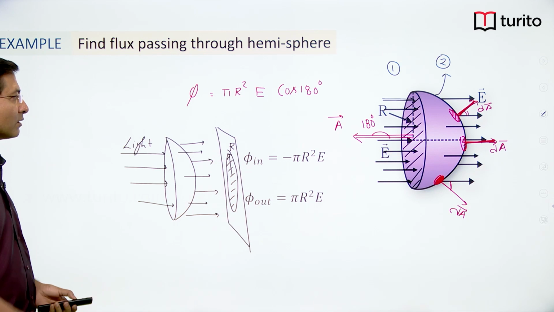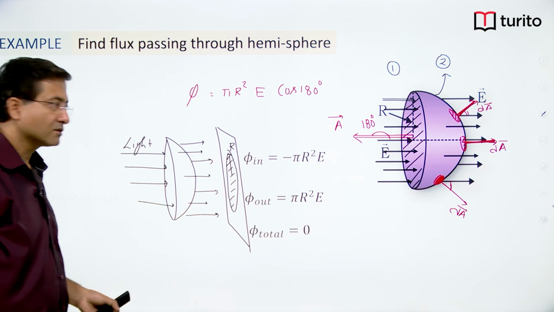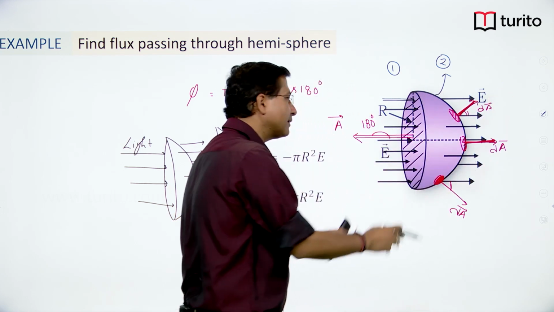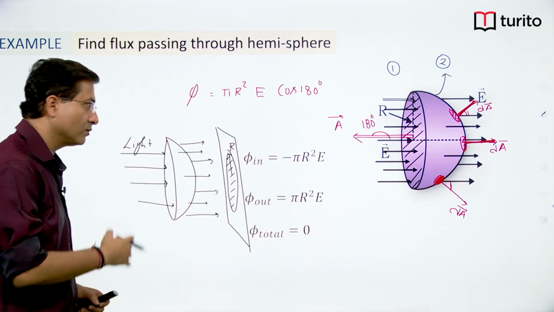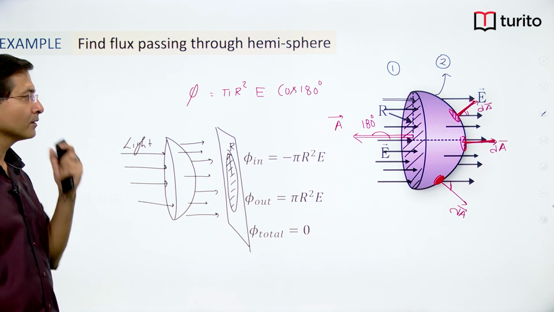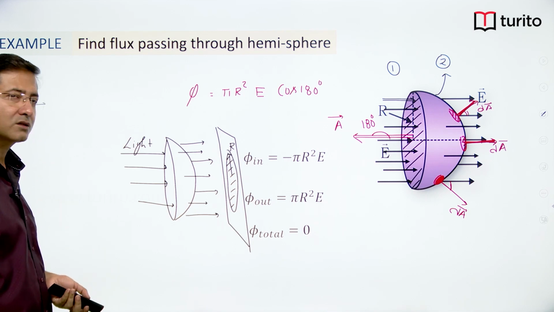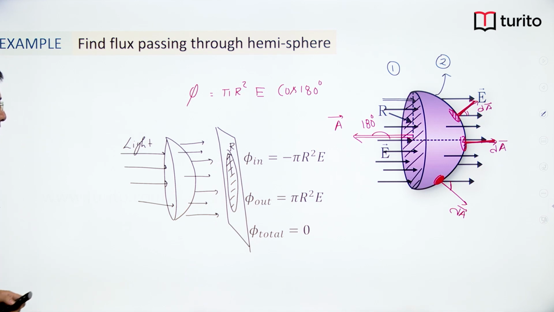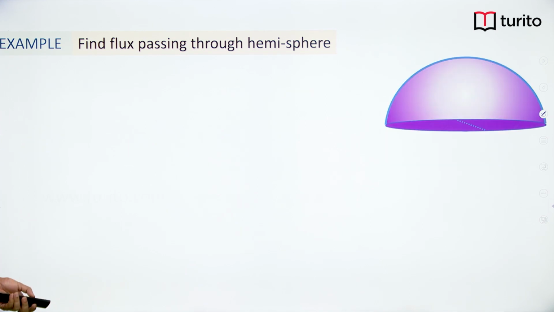So what is the total flux? Total flux is 0. What goes in comes out, there is no net flux associated. So this is another example of a uniform field where the total flux associated with a closed surface is coming 0, right. Let us see another example.